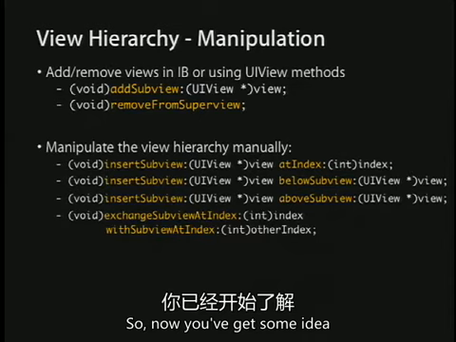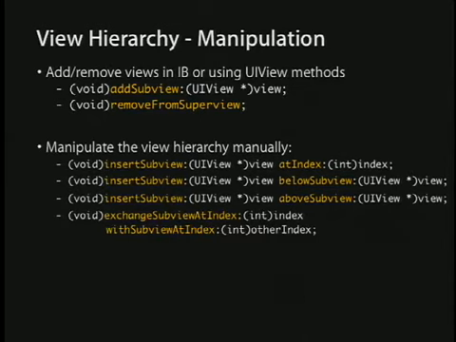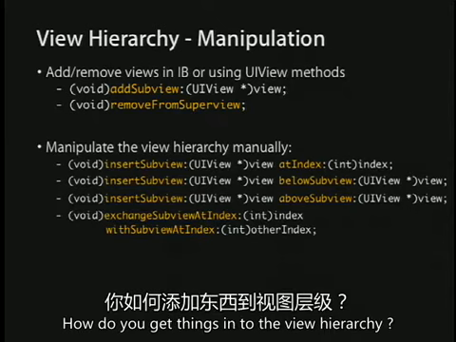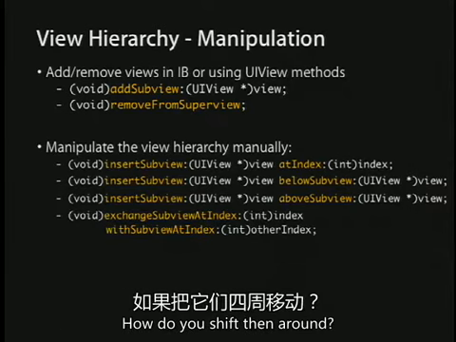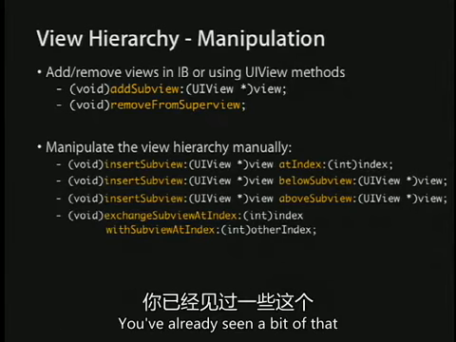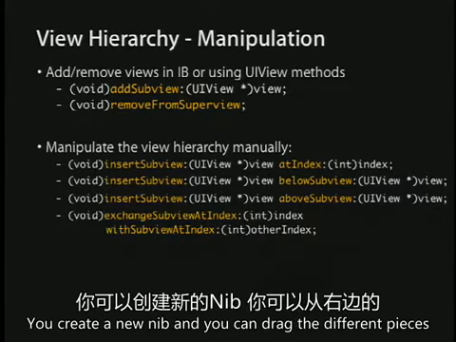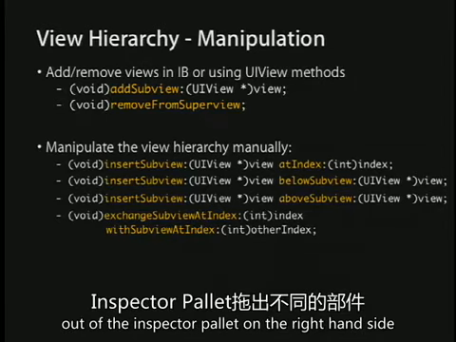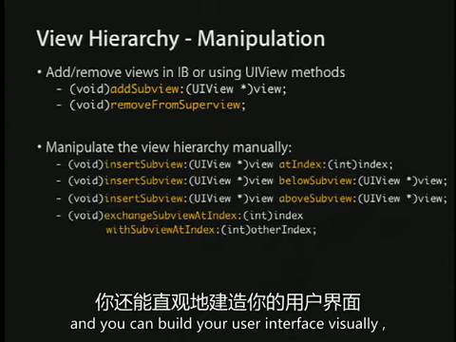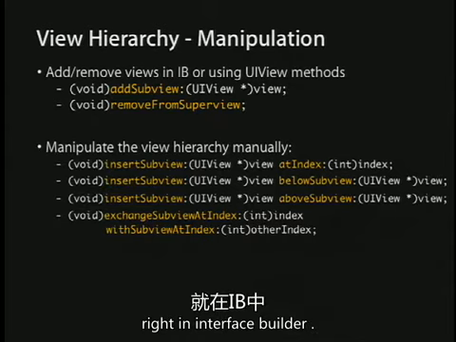So now you've got some idea of what the view hierarchy is going to look like. How are we going to create this? How do you get things into the view hierarchy? How do you shift them around? You've already seen a bit of that, and you can do a lot of it in Interface Builder visually. You create a new nib, and you can drag different pieces out of the inspector palette on the right-hand side, and you can build your user interface visually right in Interface Builder.